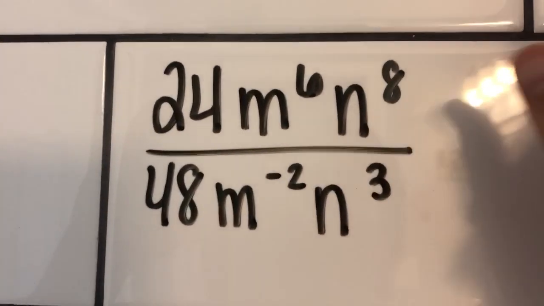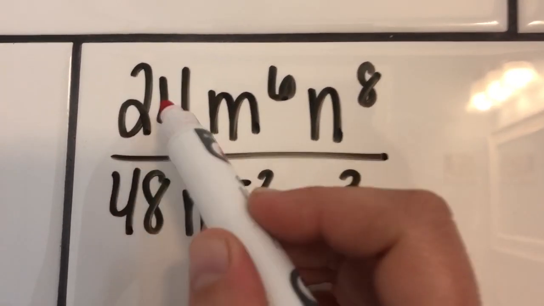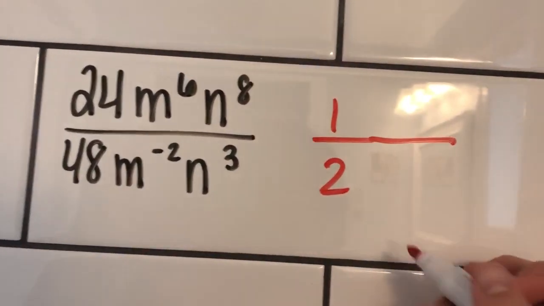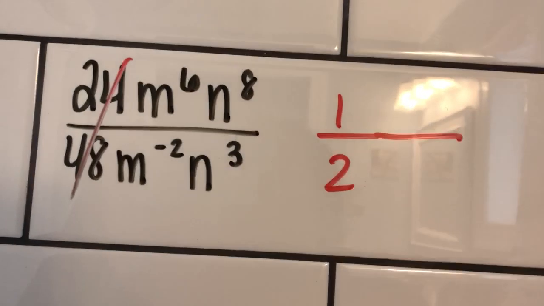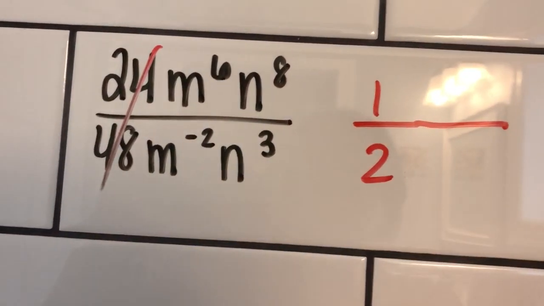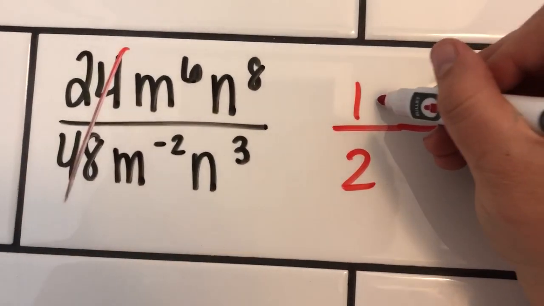So first thing I would do before I even do that is simplify this. So 24 over 48, that can change to a half. So I'm done with that. The next piece, I don't want to deal with that negative in the basement anymore. I'm going to move it up top and make it happy.